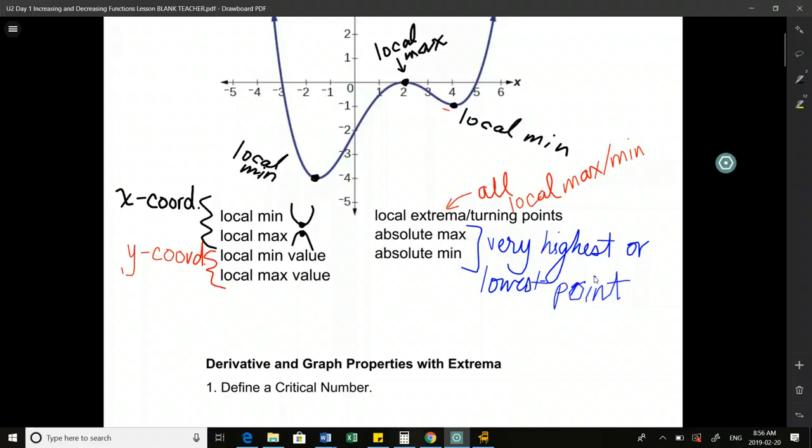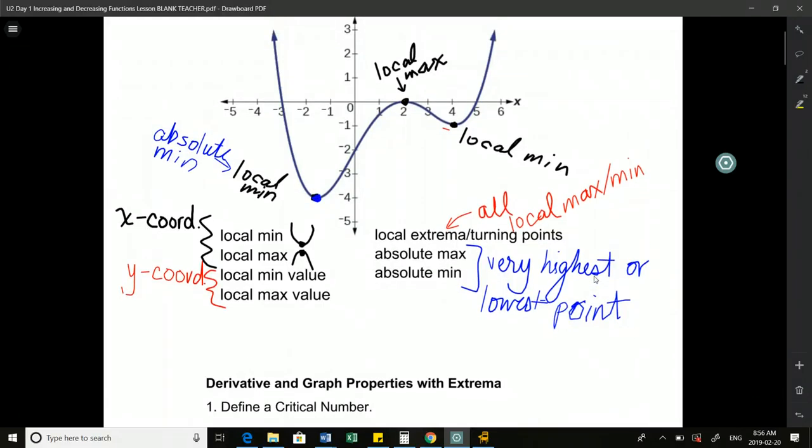So this local min is also an absolute min, but we would still call it a local min. And this one doesn't have an absolute max because it goes up forever.